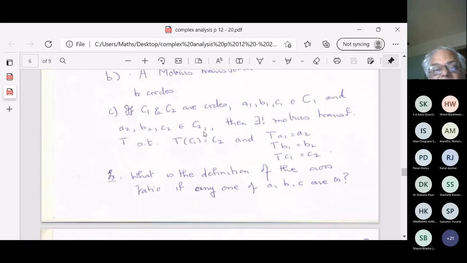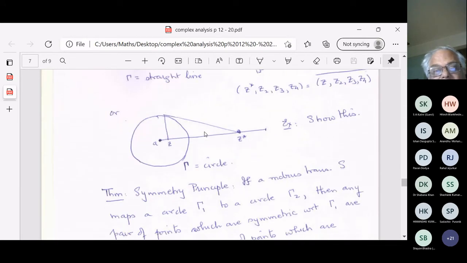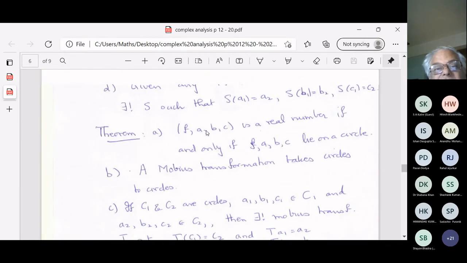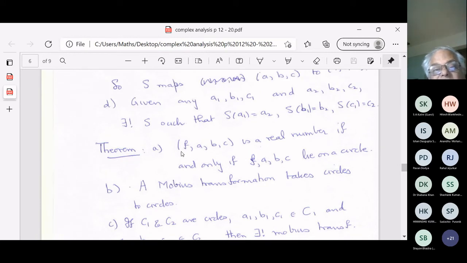I haven't written. That is called the cross ratio. I'm wondering how I have not written this down. Okay, so this is the cross ratio of F with A, B, and C. So what is the cross ratio?